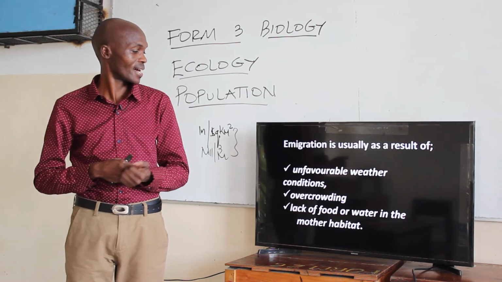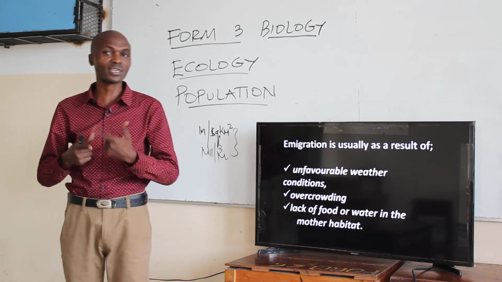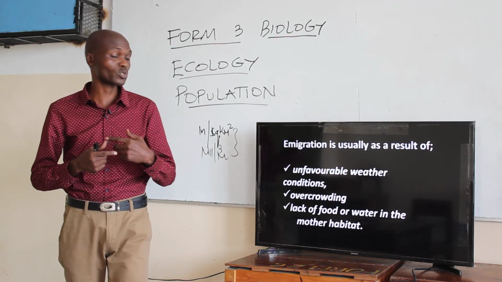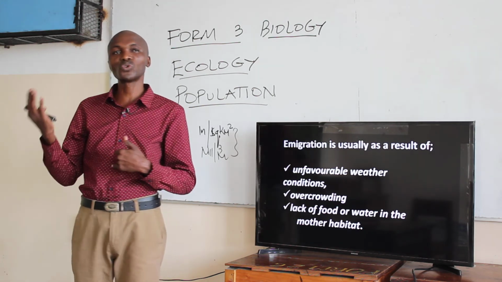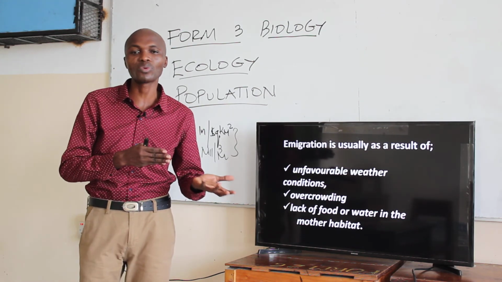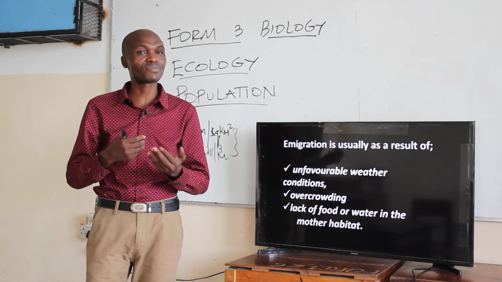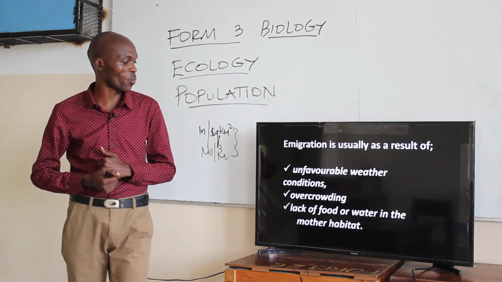Immigration, coming in, is more or less the same. You have new organisms from other habitats coming in simply because the weather is favorable, there are suitable weather conditions, there is no overcrowding, and there are enough resources like food and water.